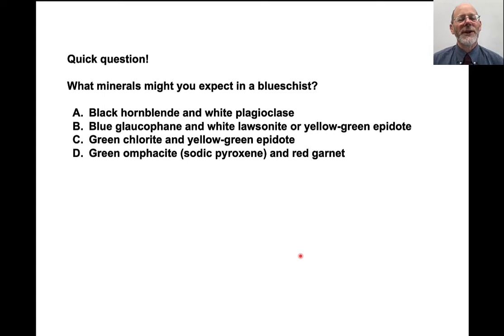Okay, quick question. What minerals would you expect in a blueschist? And the answer is blue glaucophane and either lawsonite or epidote. Again, a blueschist is blue, glaucophane is blue. Another question, what minerals might you expect in an amphibolite? And here the answer is hornblende and usually plagioclase.